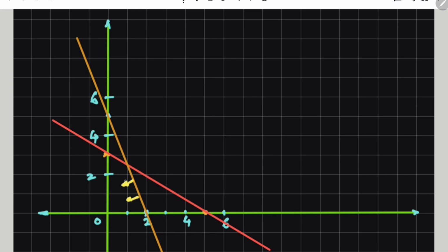Then, as the inequality is of the less than or equal to type, we make the direction of the arrow towards the origin, as I have shown in the figure. Then the common region we have to shade like this. This is the feasible region.